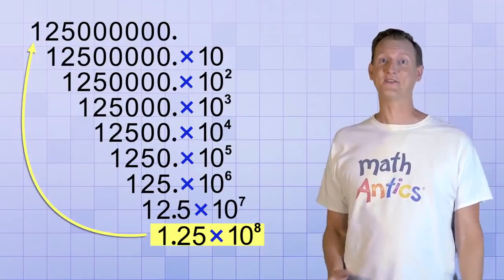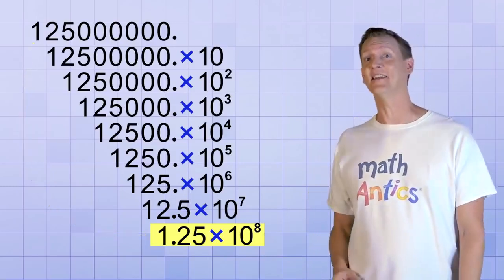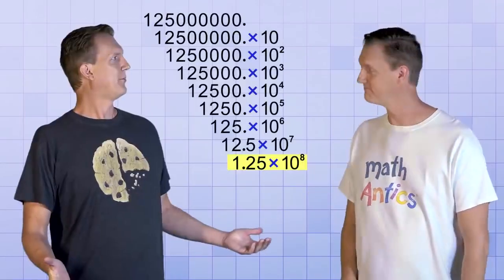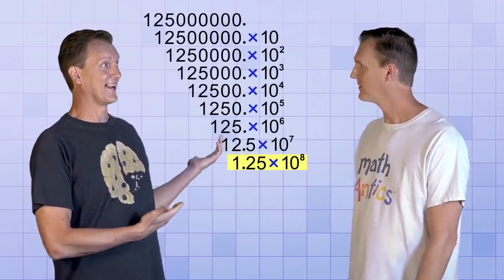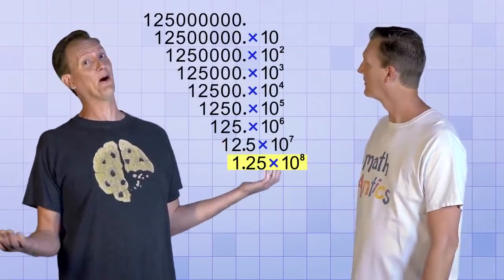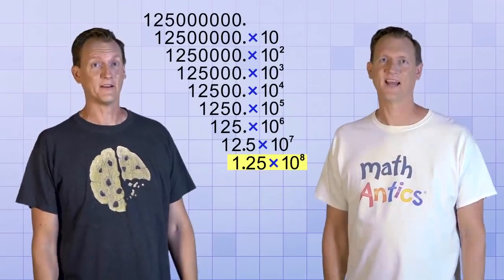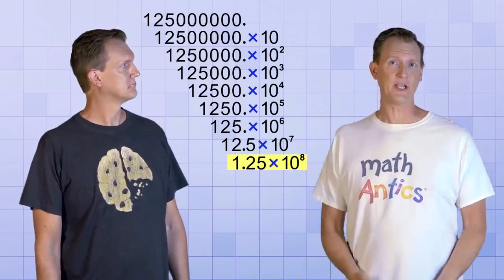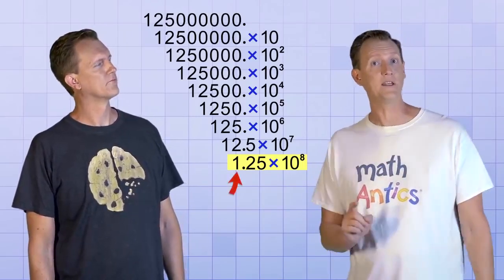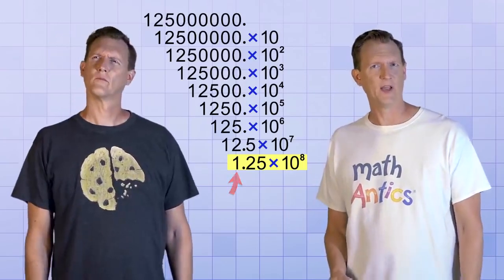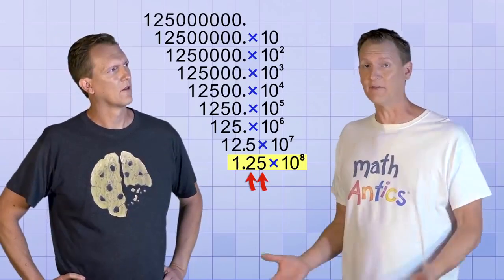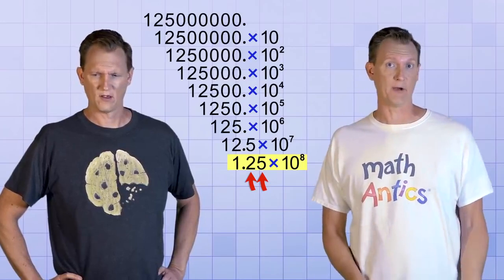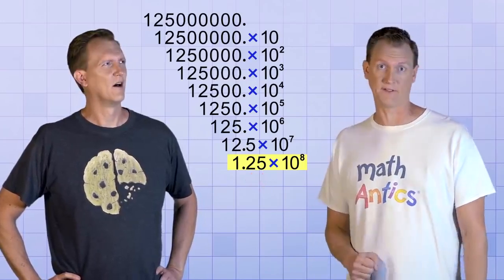In fact, it's just the original number written in scientific notation. But why is it only this last line and not any of the others? I mean, they all look pretty scientific to me. That's a good question. For a number to be in proper scientific notation, it's supposed to have only one digit to the left of the decimal. There can be more than one digit to the right of the decimal, depending on the accuracy of the number, but just one digit to the left.